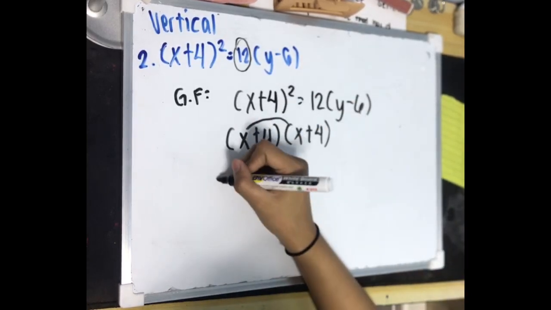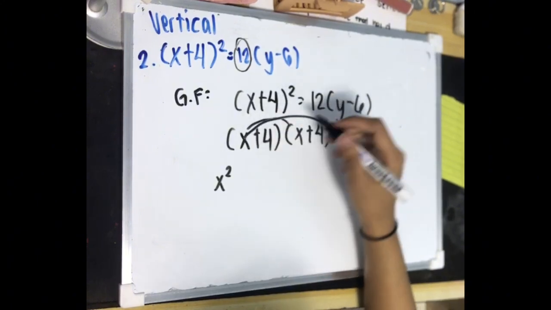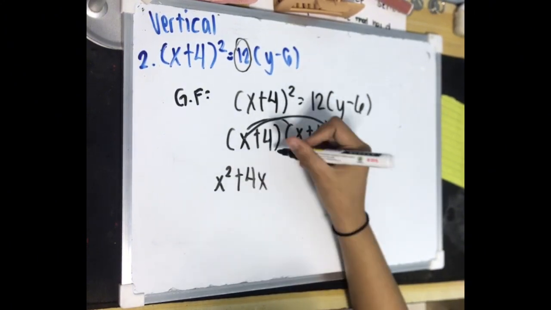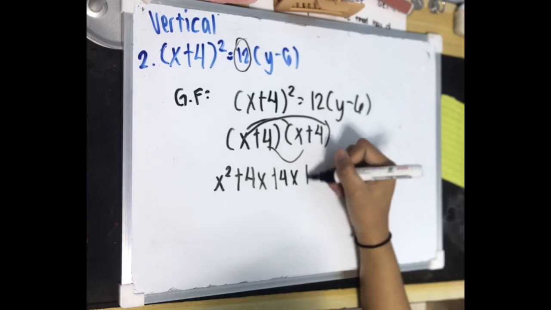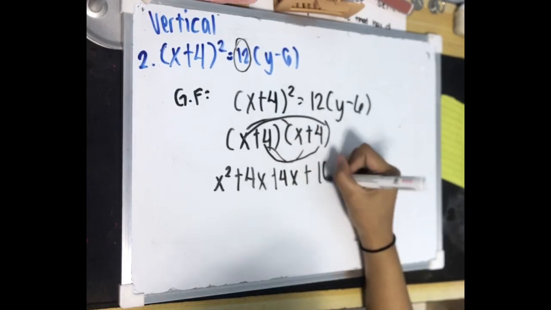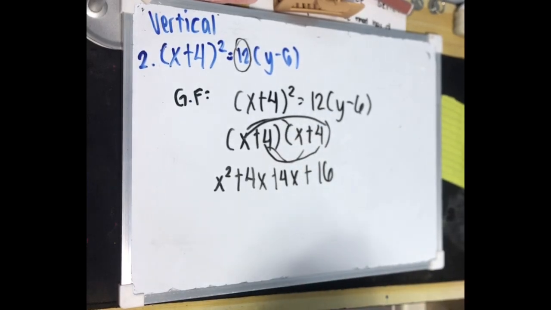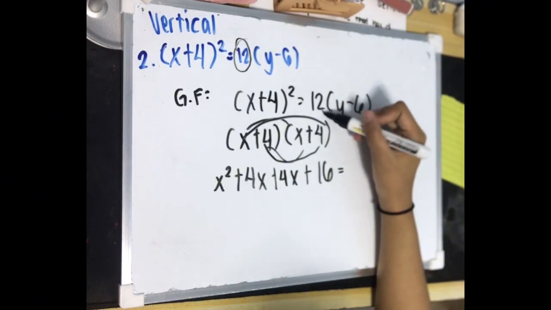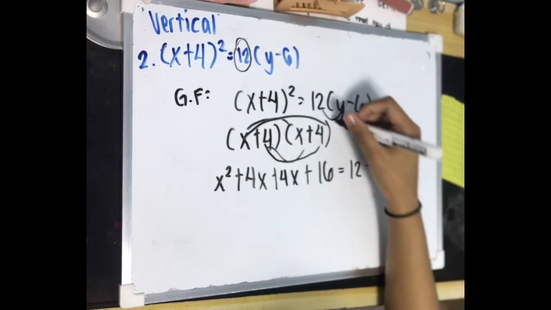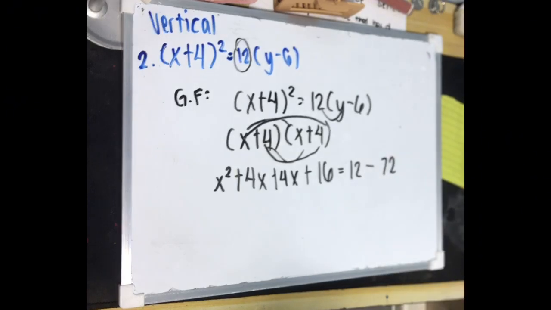So, x times x is x squared. x times 4 is 4x. And 4 times x is 4x. And 4 times 4 is 16. Now, let's solve for the right side, which is 12 times y is 12y, and 12 times 6 is 72.